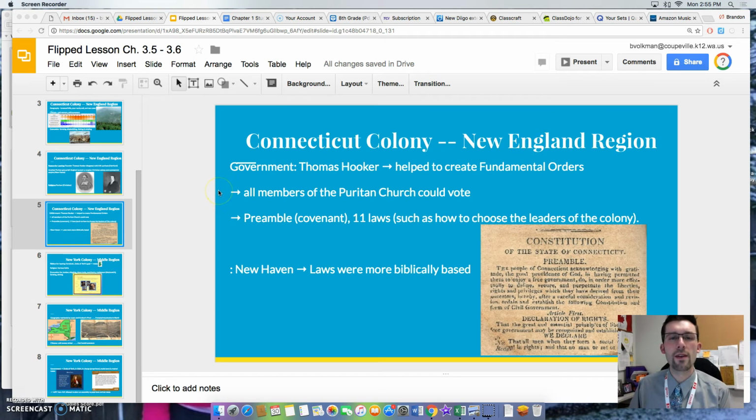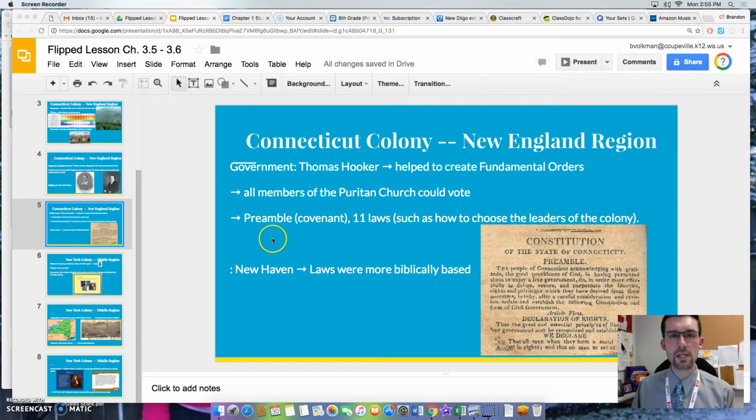All right, let's start off now with the government in the Connecticut colony. Now, because for a while at least, there were 2 different groups in the Connecticut colony, there were 2 different forms of government. First off, let's talk about Thomas Hooker and the other leaders in Hartford and the surrounding areas. They helped to create something called the Fundamental Orders.